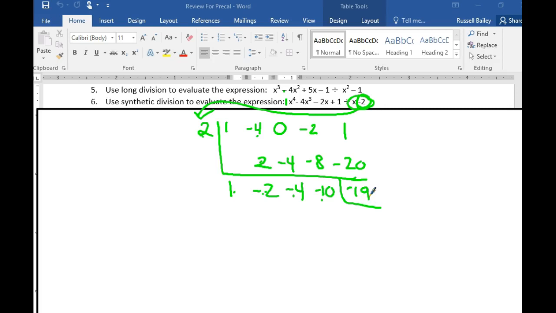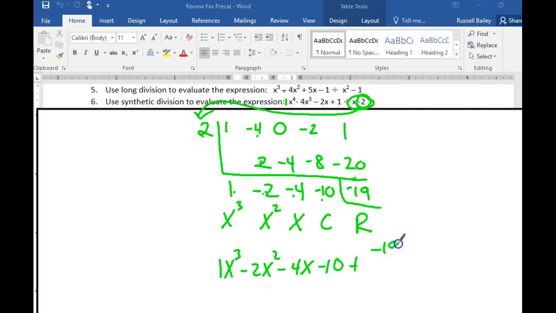Okay, but what does that mean? What do we do with that? Well, this number is the remainder. This number is the constant. This number is the x. This number is the x squared. And this number is the x cubed. So our answer is going to be 1x cubed minus 2x squared minus 4x minus 10 plus my remainder over the divisor.